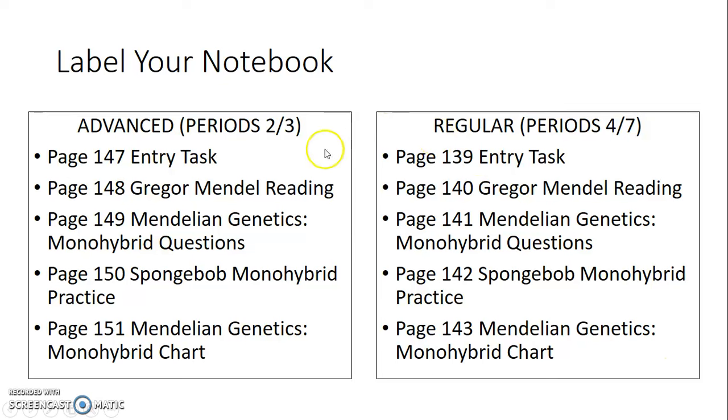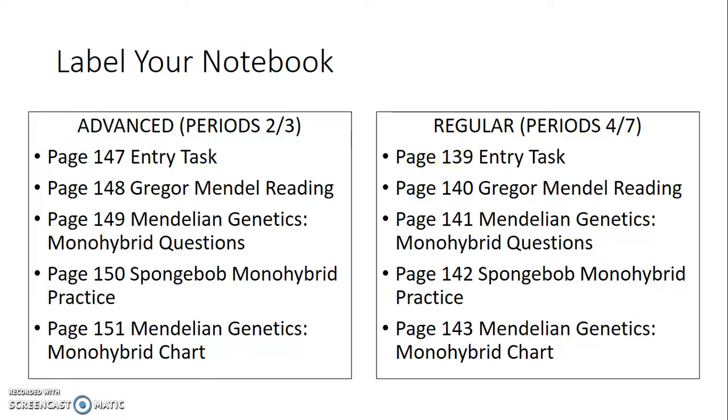Advanced class, here are the page numbers for you. Regular class, periods 4 through 7, here are the page numbers for you. This week our entry task is going to go on the first page listed here.